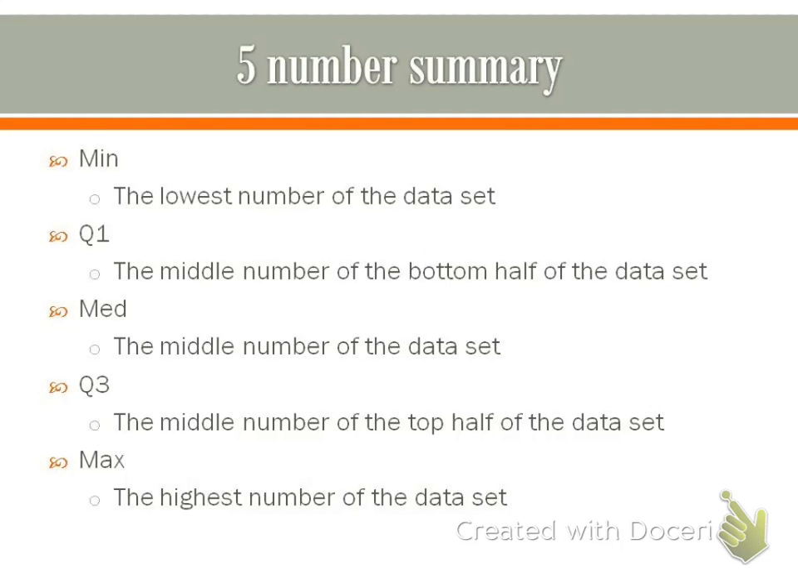Okay, 5-number summary. The min means the lowest number. Q1 is the middle number of the bottom half of the data set, or the lower 25% of the data. The median is the middle number of the data set, or the middle 50%. Q3 is the middle number of the top half of the data set, or the upper 25%, or a total of 75% of the data. And then the max is the highest number.